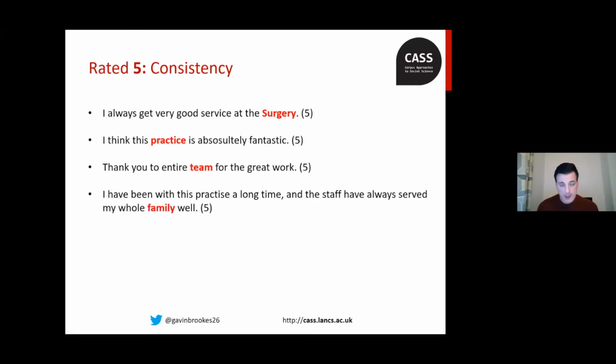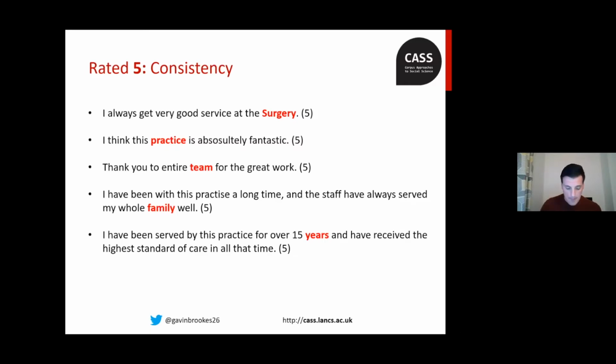The word family is also key in comments rated 5, and this usually indicates that patients who give this highest score haven't just had a good experience themselves, but this reflects the experience of their whole family. So for example, this patient writes, "I've been with this practice a long time and the staff have always served my family well." A similar sort of keyword is years, which is used to indicate consistent good service over a period of many years. So in this example, it's 15 years.